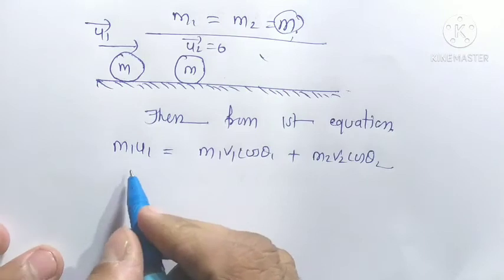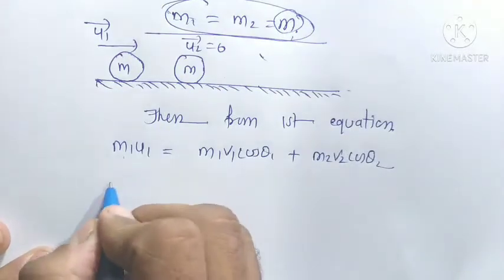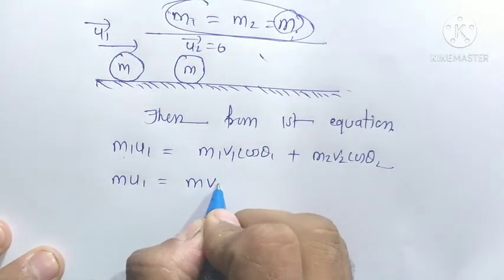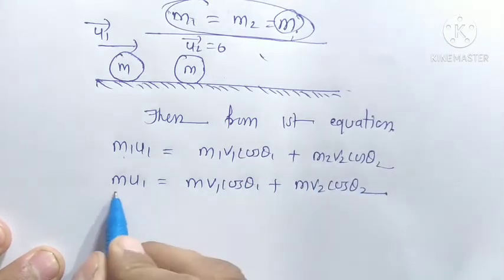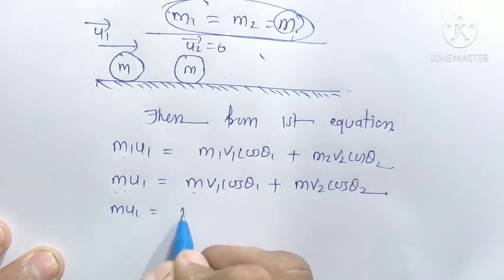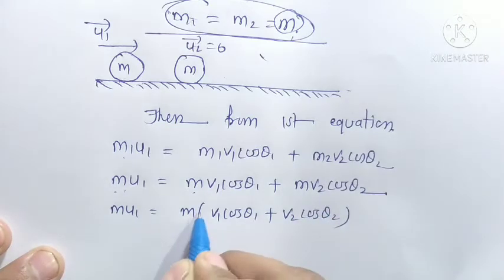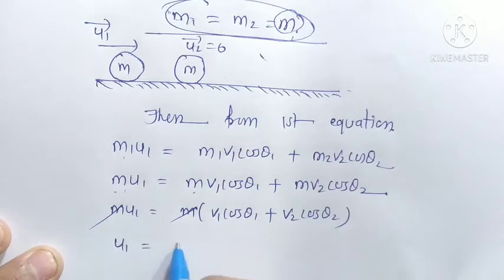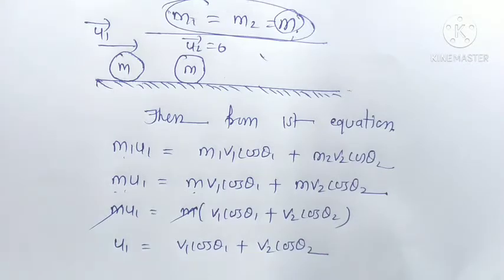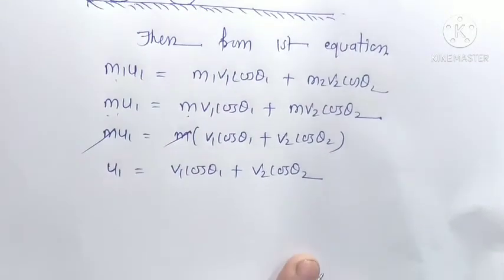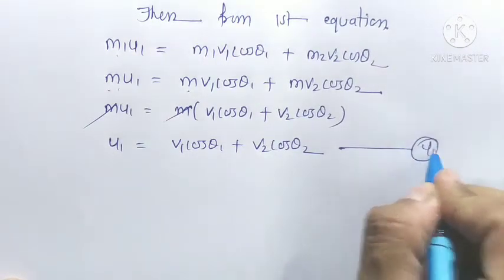So m1 = m2 = m, this condition we use here. We put m u1 = m v1 cos theta 1 + m v2 cos theta 2. Taking m common, m(v1 cos theta 1 + v2 cos theta 2), m and m cancel each other. What is left here: u1 = v1 cos theta 1 + v2 cos theta 2. This is our equation number 4.